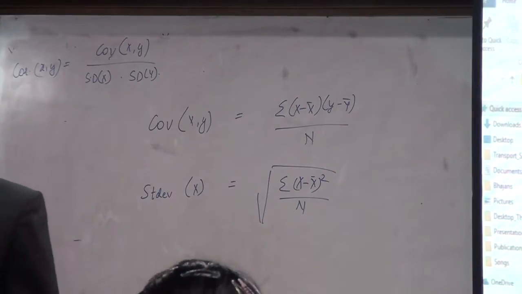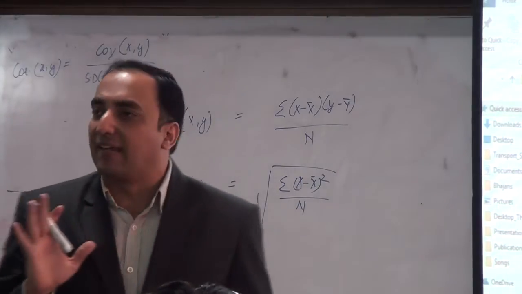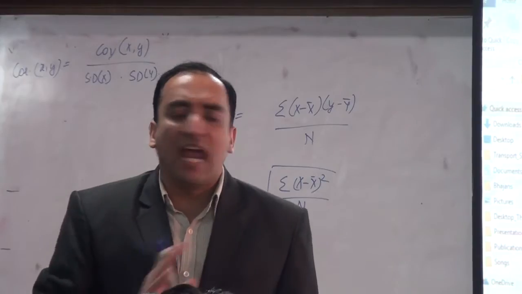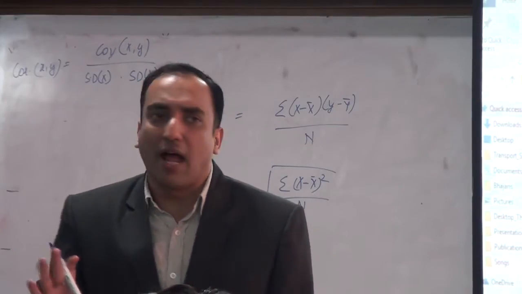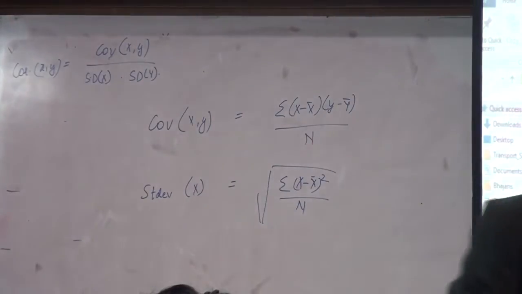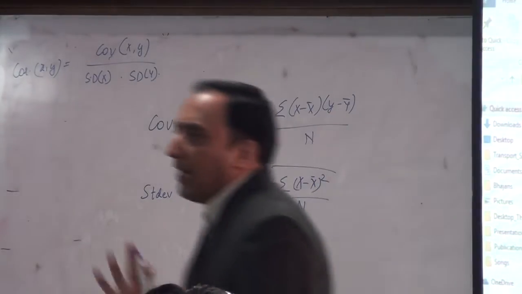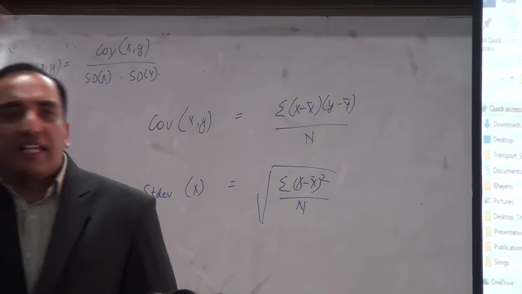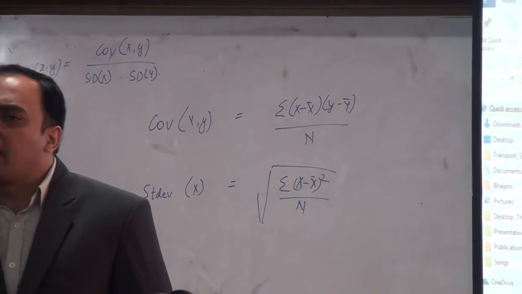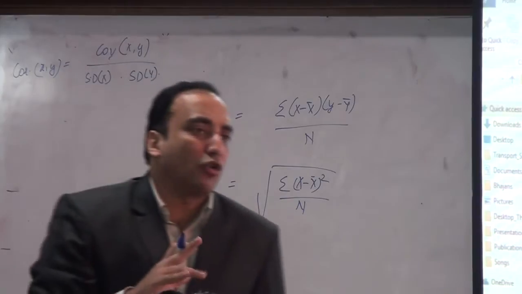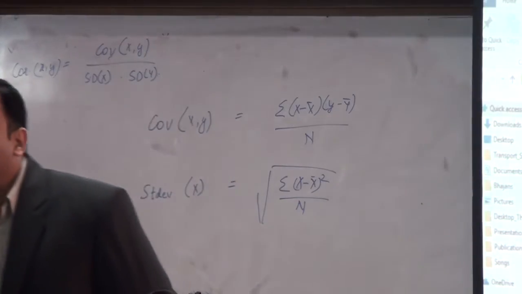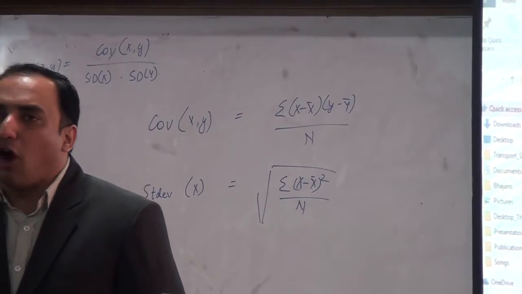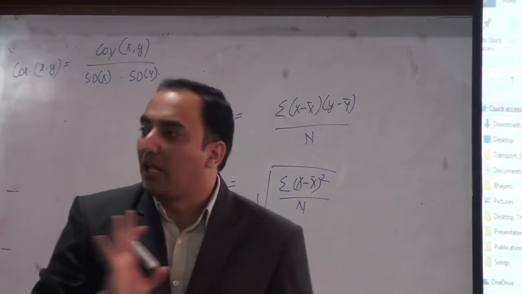What are the properties? Suppose I am having two variables x and y. If I find out their correlation, any two variables x and y, it will always lie between -1 and +1. Your covariance can be any number, 2000, 150, 70. Making sense out of covariance is difficult, but making sense out of correlation is very simple. Correlation will always lie between -1 and +1.